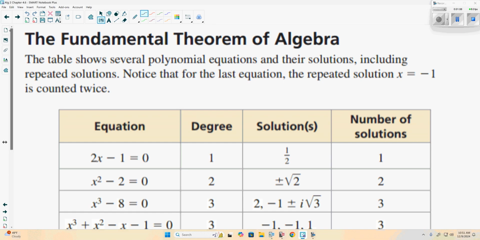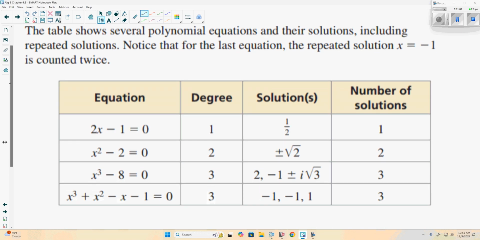One, if we have the equation 2x minus 1, well, the degree is 1 because the biggest exponent attached to the variable is 1. It works out that the solution for this first equation is 1/2. So the number of solutions is 1. The next one, 2x squared minus 2 equals 0. The degree is 2. The solutions for this are actually plus or minus the square root of 2. So we have 2 solutions.